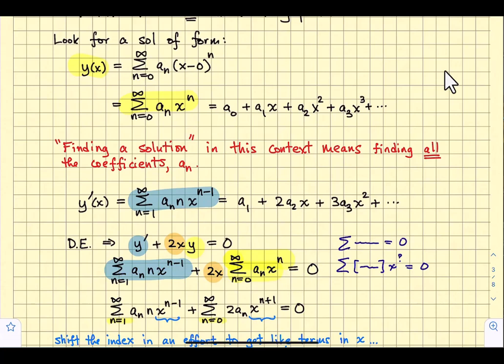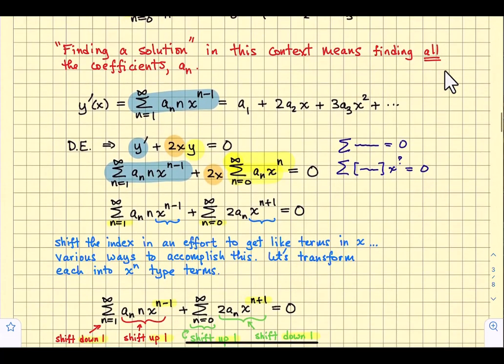The idea here is I would like to rewrite this as one big summation, but I can't do that right now because there are several different things going on with the sums. Number one, they don't have like terms here. This is an x to the n and this is an x to the n minus 1. But also their indices don't start at the same places. This starts at 0 and this starts at 1.